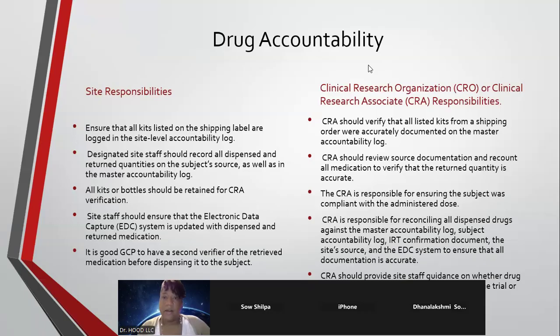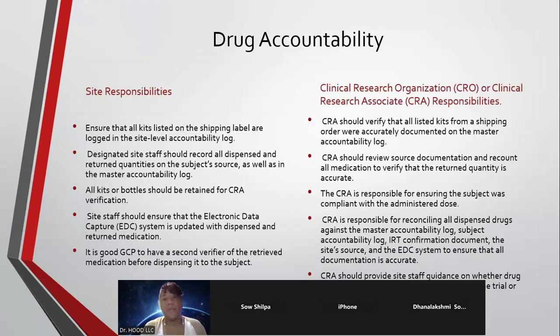And then the CRA's responsibility. The CRA should verify that all listed kits from the shipping order were accurately documented on the master log. The CRA should review the source and recount all medication to verify that the return quantity is accurate. So we have to do a lot of counting.